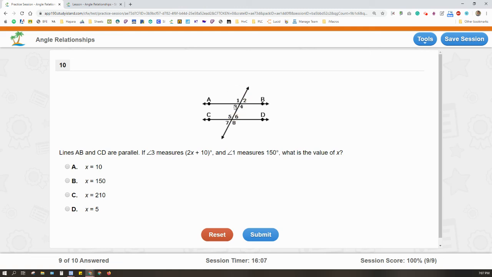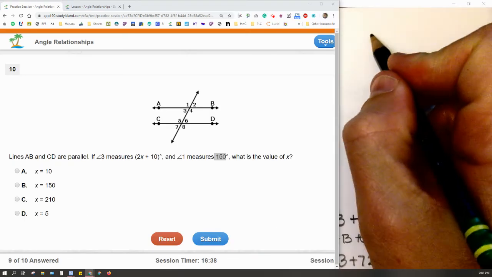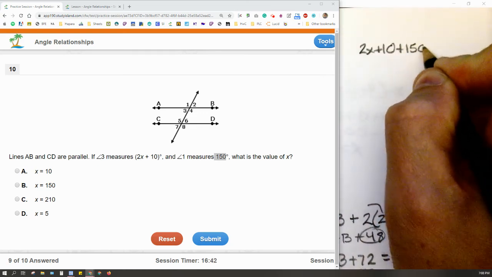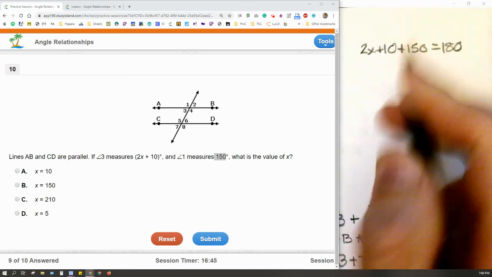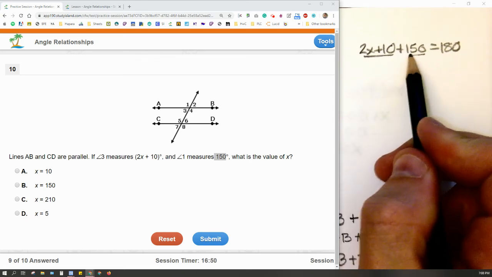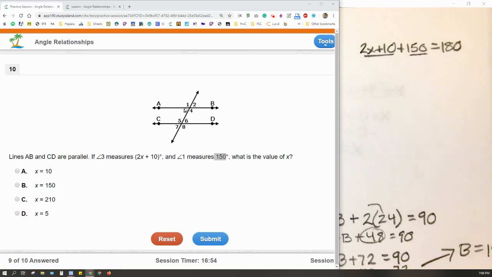The measure of angle 1 plus the measure of angle 3 equals 180 degrees. The measure of angle 3 is 2x plus 10. The measure of angle 1 is 150. Those two added together make 180. So write an equation that says so. 2x plus 10 plus 150 equals 180. So 2x plus 10 is angle 3, and 150 is angle 1. Those two together have to be 180 because they make a straight line.